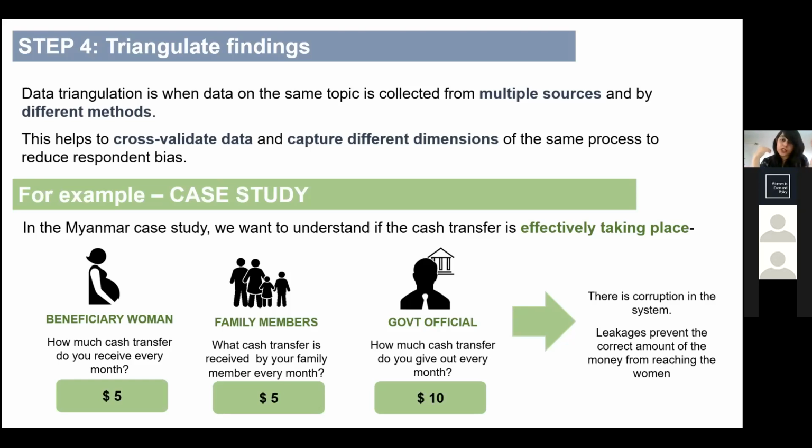But only when we listened to the family members or to the beneficiary woman, we understood that there is something else that's happening. There's something else that's missing in the picture. That's why data triangulation is extremely important for cross-validation and for capturing different dimensions. And that's the 4th finding. That's the 4th step, sorry.